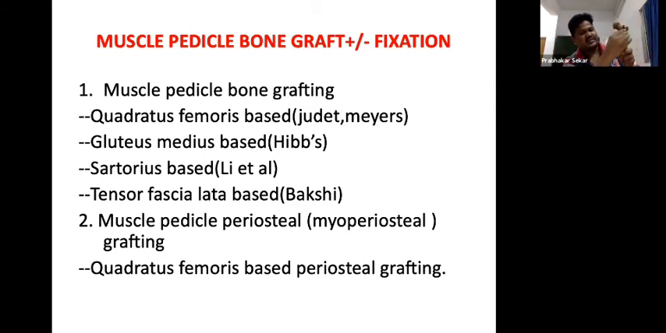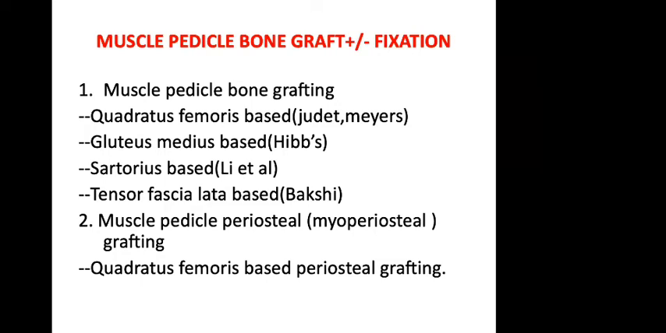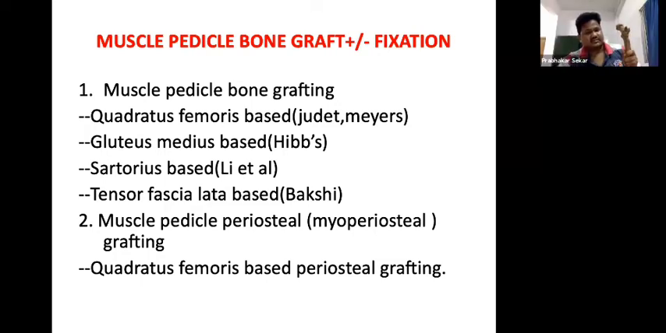This is the posterior aspect. This is called Meyers, and you keep it over the fracture area, the non-union site. If it is done in a dog, it is called Judet's. Gluteus medius based, a piece of the greater trochanter along with the gluteus medius, is Hipps. Sartorius based is Lee et al. And tensor fascia lata based is Bakshi.